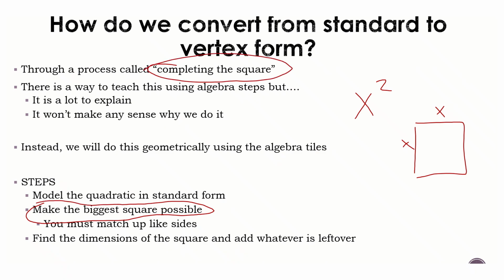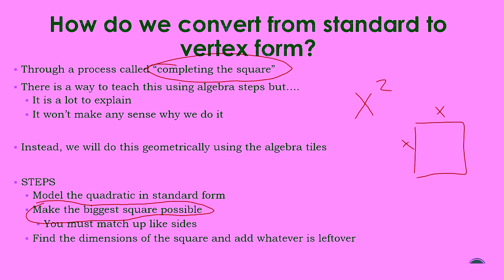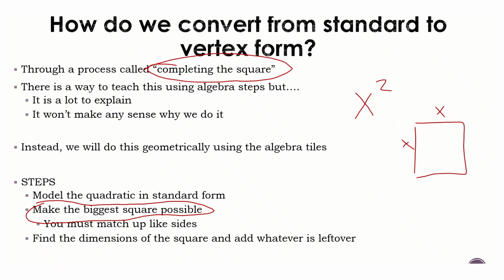So that idea of completing the square, like you're gonna make the biggest square that you can with the algebra tiles. The only rule you need to follow is that you must match up like sides. And in order to keep it nice, we're gonna match up the like sides building to the right and building down, not up and to the left, though you can do it that way. I don't recommend it. And then you find the dimensions of the square and add whatever is left over.